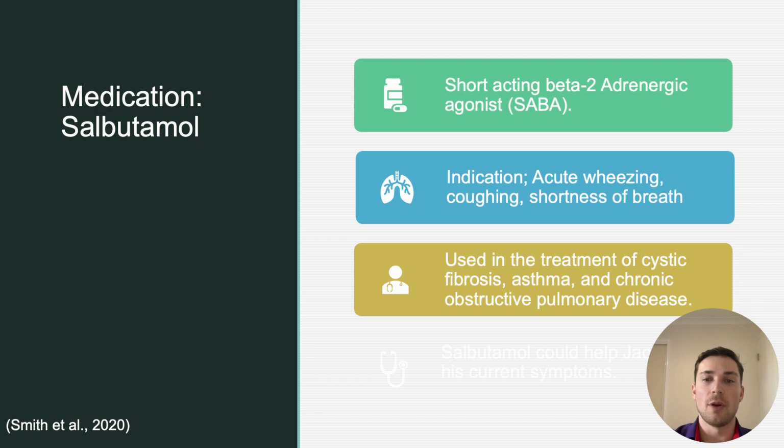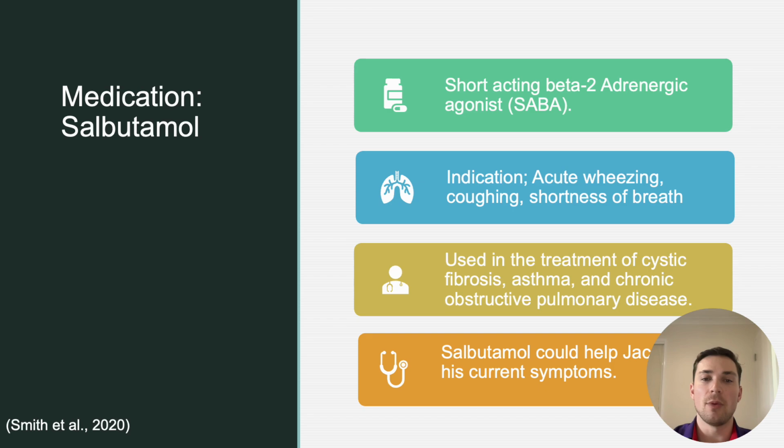In the case of cystic fibrosis, it plays a crucial role in alleviating symptoms and improving respiratory function. Related to Jacob's case, salbutamol can help relieve his acute symptoms of dyspnea and chronic coughing.